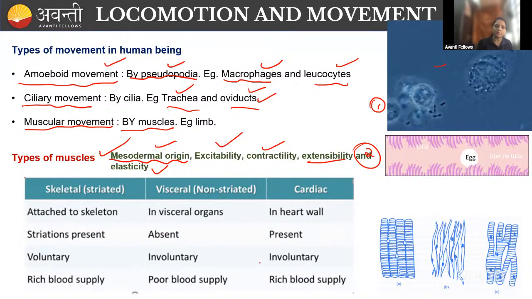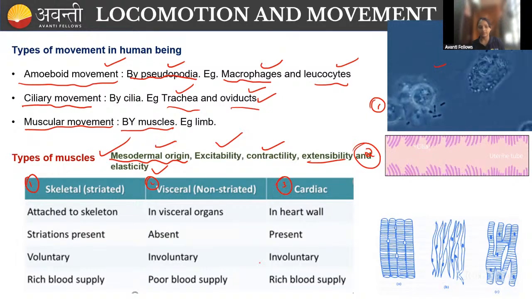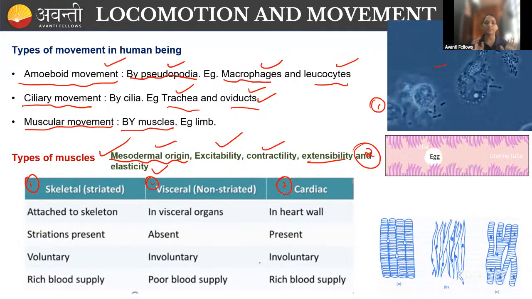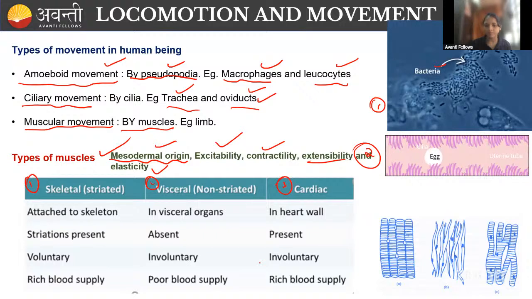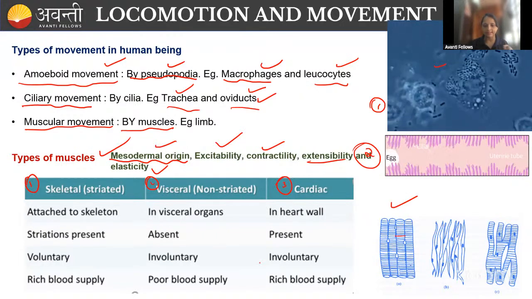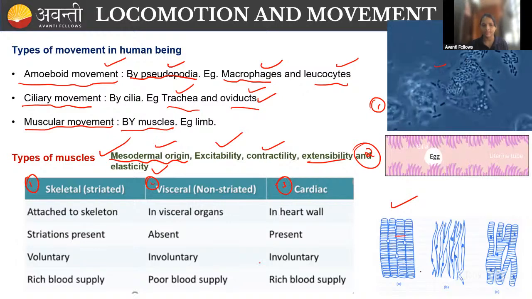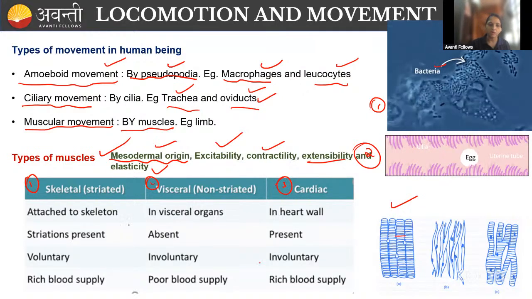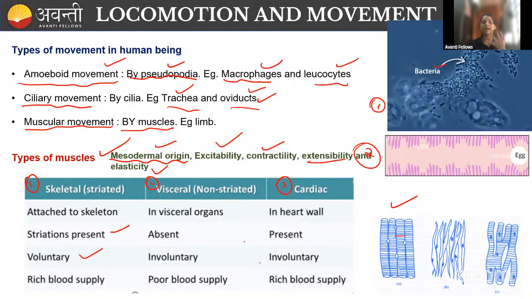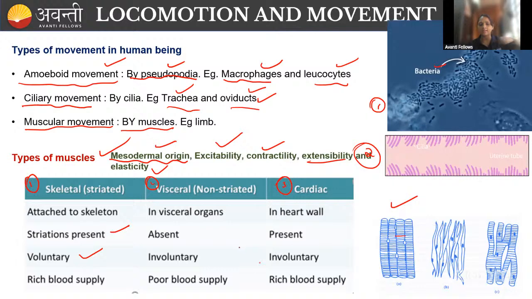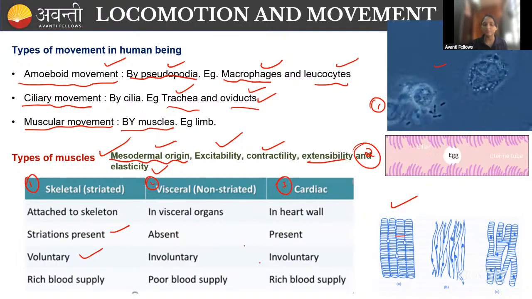Okay, then we come to the three types of muscle: skeletal muscle, visceral muscle, and cardiac muscle. You all know that skeletal muscle means the muscle which is attached to the skeleton. Observe the first diagram. These muscles have line-like structures, right? That is nothing but the striation. The skeletal muscles have striation, and these are voluntary, under will control. If I want to move my limb, my hand, or my leg, I can easily move it. That is a voluntary movement by will.